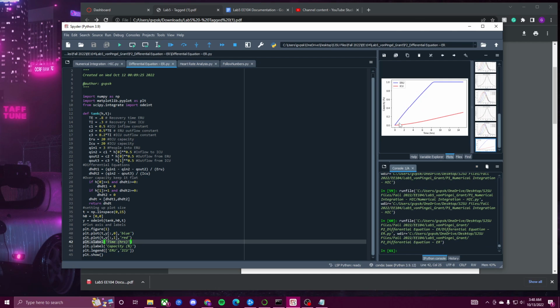So we run it and we can see the blue is the ERU and the red is the ICU. So when we change the waiting time, it will change the slope here. So the ERU fills up pretty linearly until it hits 1 or until it hits 100% capacity, and the ICU is increasing steadily, but it doesn't hit full capacity because less people are going in because there's only a certain amount coming from the ERU.